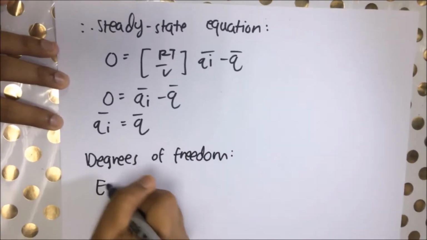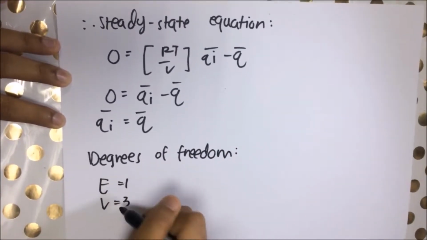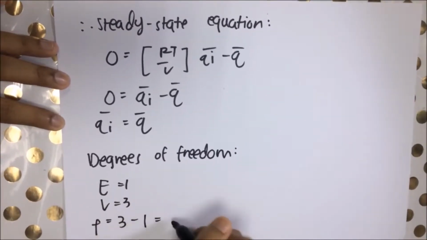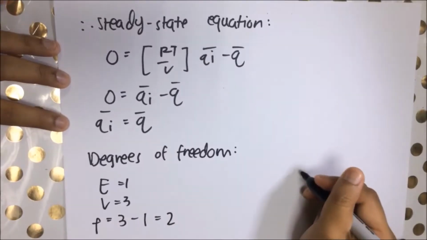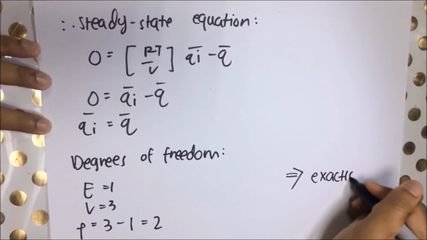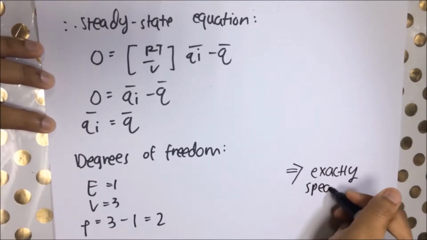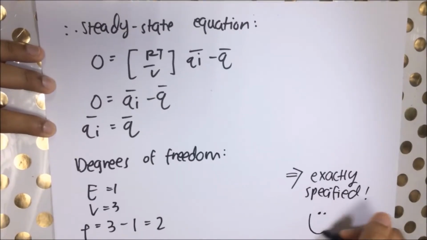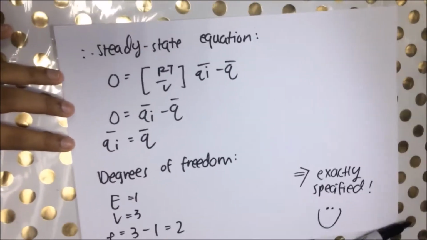And lastly, we just need to find the degrees of freedom. We only have one equation, so equations equals 1, variables equals 3, and degrees of freedom equals 3 minus 1, which is variables minus equations, so 2. Since our disturbance variable is determined by the surroundings, and the manipulated variable, which is only 1, is specified with the controller, it is exactly specified.